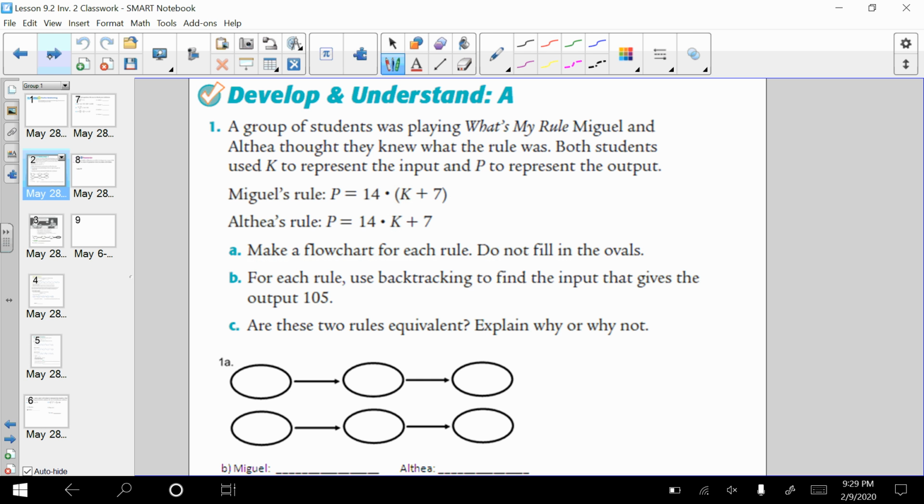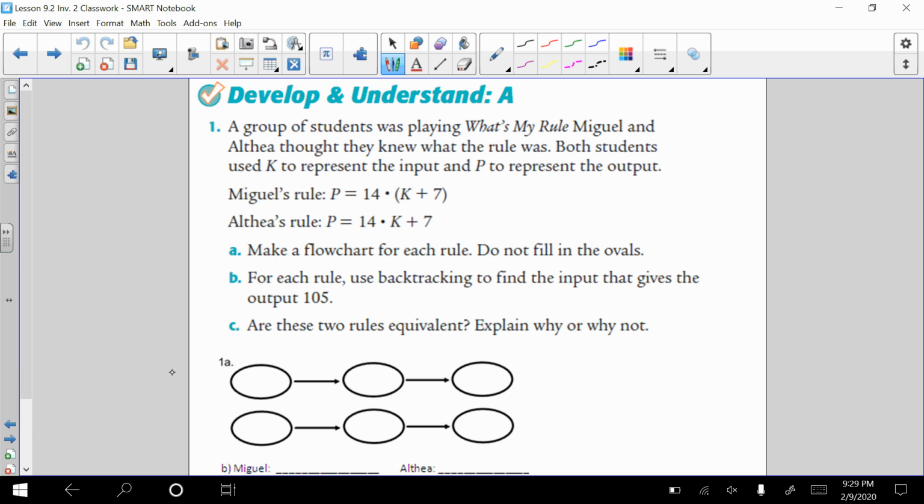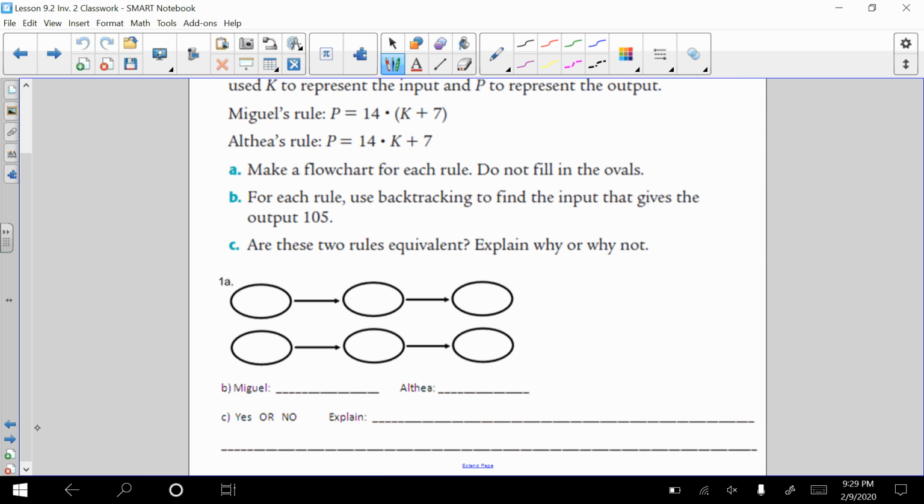Make a flow chart for each rule. Do not fill in the ovals. So let's go ahead and make this flow chart for both of them. The first one will be Miguel's. If you are following PEMDAS rules based on the parentheses, Miguel would add 7 first, then multiply by 14. Athena, she would multiply by 14 first, then add 7.